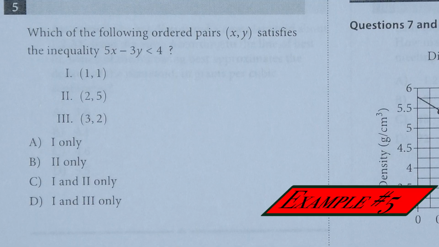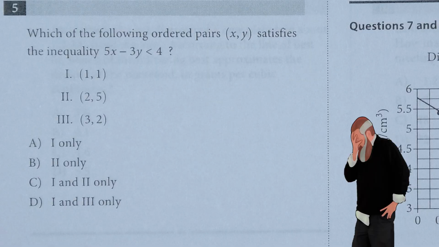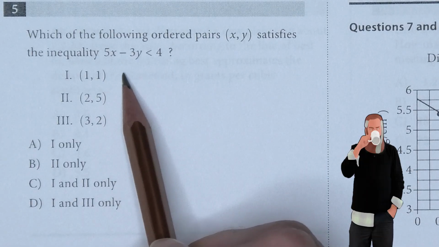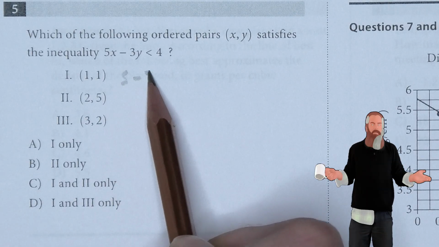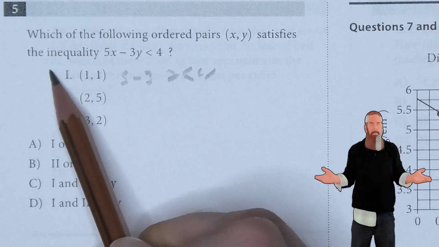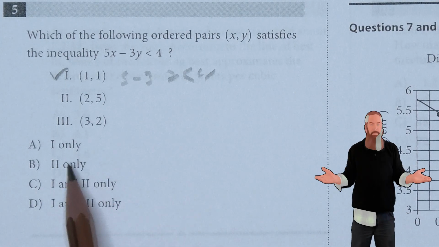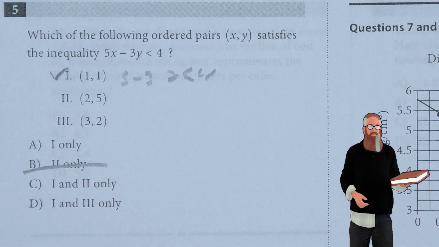Which of the following ordered pairs x, y satisfies the inequality 5x minus 3y is less than 4? So let's just substitute numbers in. This would give us a 5 minus 3, which is 2. Is that less than 4? Yes, it is. This means the answer must contain a 1, so we've eliminated B as an answer.